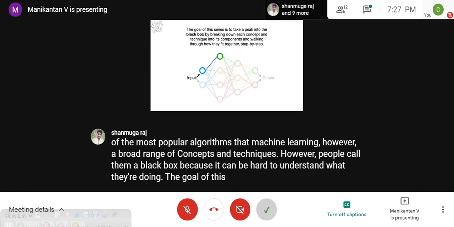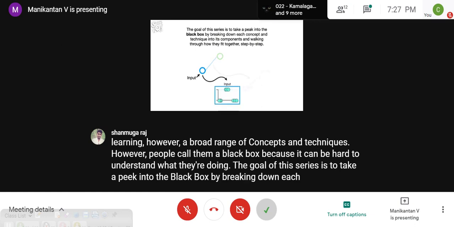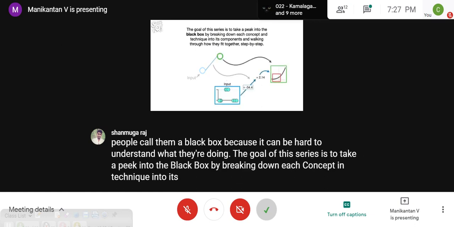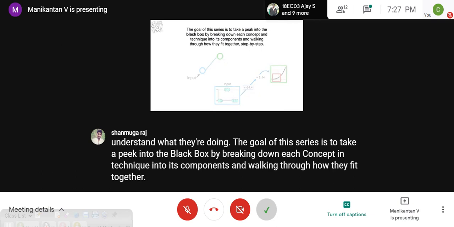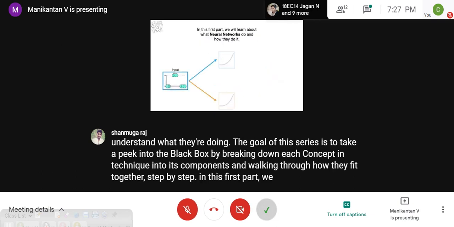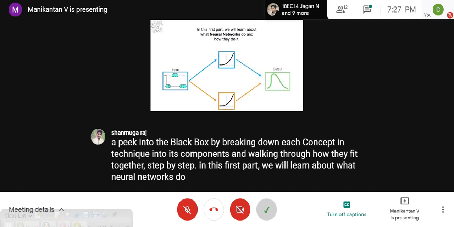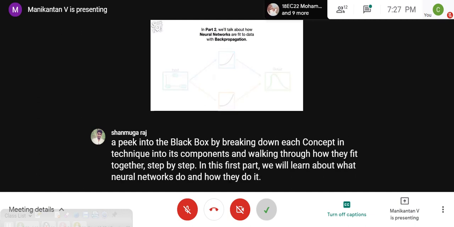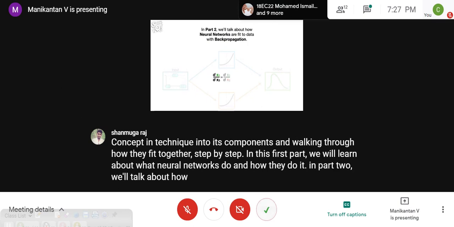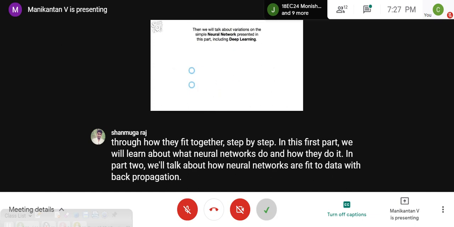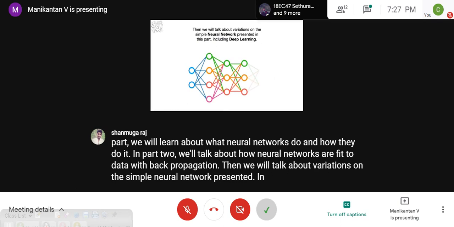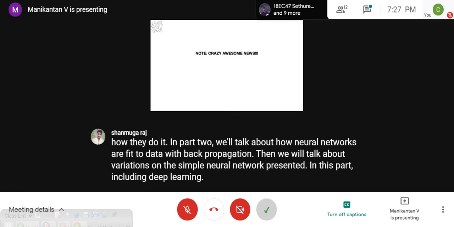The goal of this series is to take a peek into the black box by breaking down each concept and technique into its components and walking through how they fit together step by step. In this first part, we will learn about what neural networks do and how they do it. In part 2, we'll talk about how neural networks are fit to data with backpropagation. Then we will talk about variations on the simple neural network presented in this part, including deep learning.